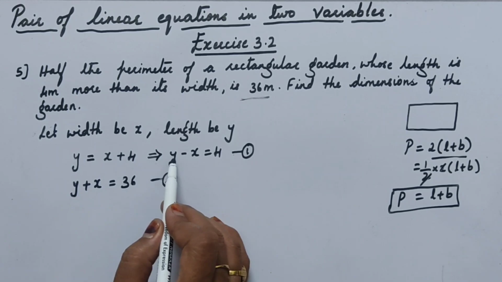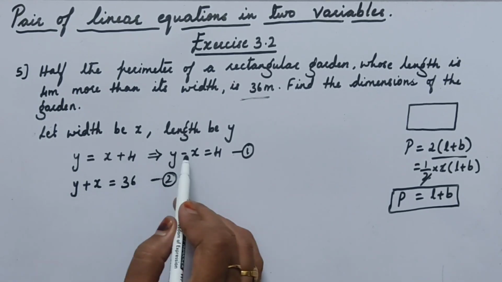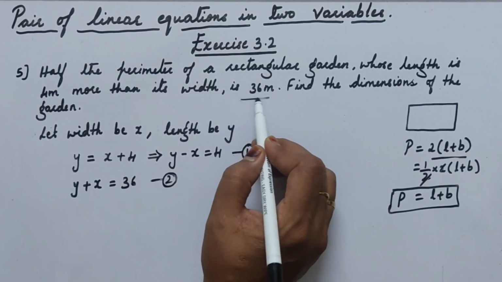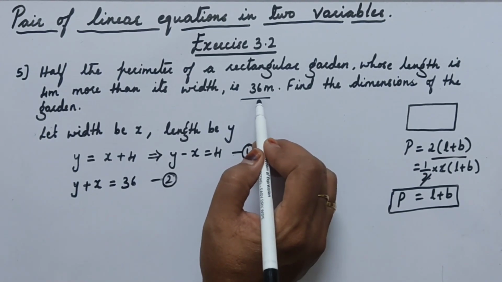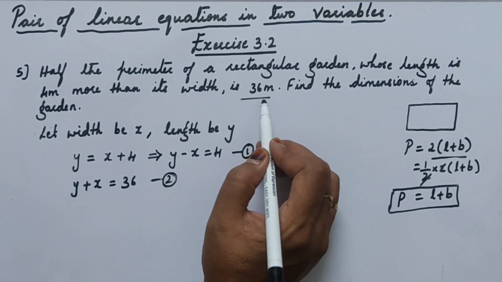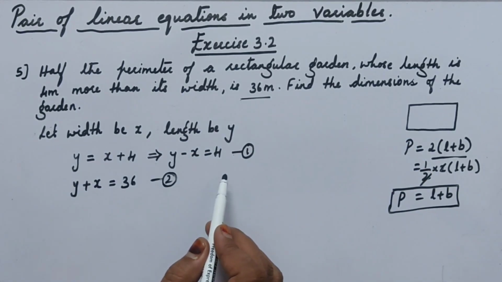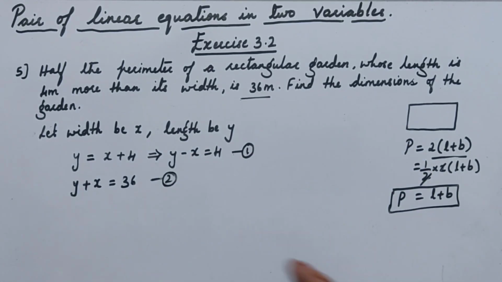इसको स्टैंड फॉर्म में लिख दीजिए. y x को इस तरफ लेके आ जाइए. y माइनस एक्स इक्वल टू 4. दिस इक्वेशन 1 बन गया. Half the perimeter is 36 मीटर. किसका है 36 मीटर? हाफ द पेरीमीटर का वैल्यू है 36 मीटर. ओके, रिटर्न. Find the dimensions of the garden. So we need to find out the dimensions, students.